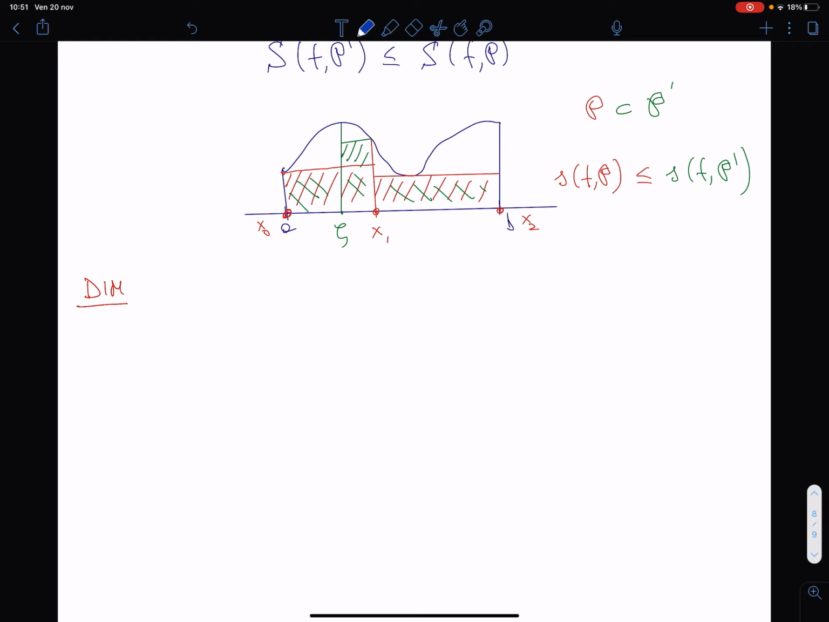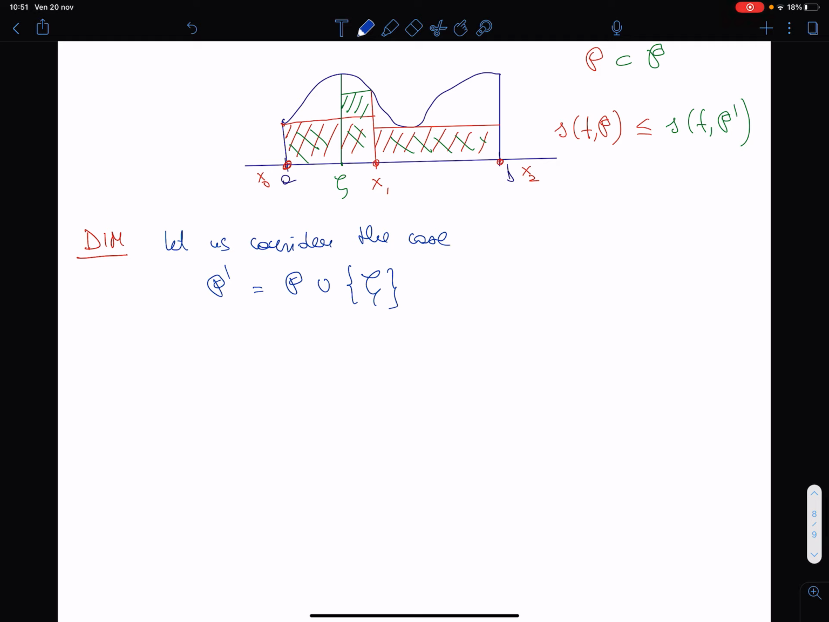So let us consider the case in which, like in the picture, the new partition P prime is obtained from P by adding just one single point Z. And let us suppose, there is no loss of generality. I want to stress this fact. Why? Because when you have a refinement, since a partition is always made of finitely many points, then you can consider every refinement as obtained by adding one point at every step. So we just need to prove this statement for one point added to the old partition in order to obtain the new partition. Okay, so there is no loss of generality.